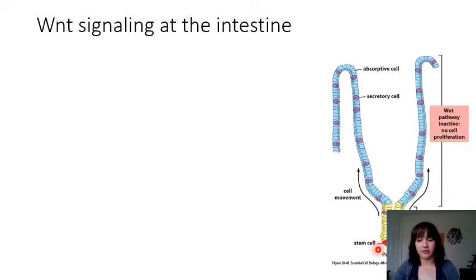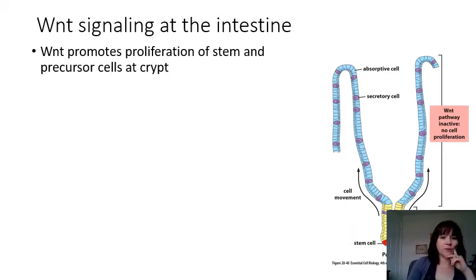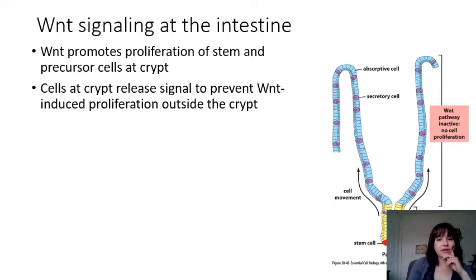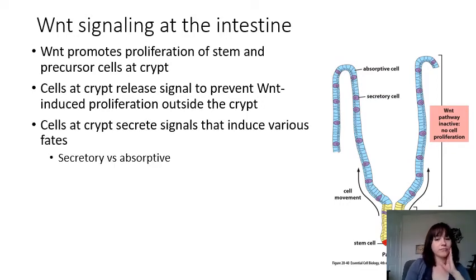Again, these stem cells are going to respond to an extracellular signal, Wnt, and that's going to tell them to divide. And then as they mature, they're going to migrate up this villus. And it's pretty neat because Wnt is secreted by cells only in the crypt. So only cells that are down in that area are going to be proliferative, and cells that are higher up the villus are not going to be proliferative because they are not near that signal.